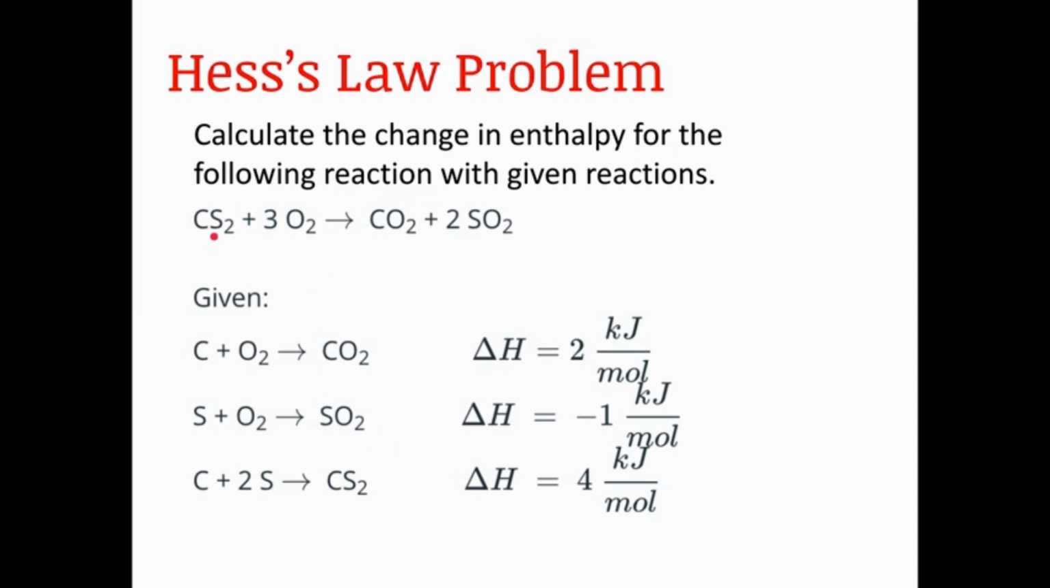So we have CS2 here, carbon, sulfur. However, in the reaction that we want to make, it's a reactant, but in this reaction over here, it's a product. We're going to flip this around, so then this one will be a reactant. But since we flip this around, that means the change in H is going to be flipped around. So then that becomes negative 4.